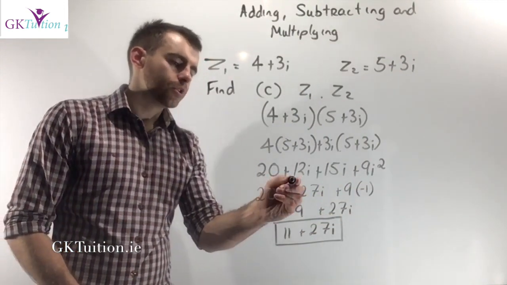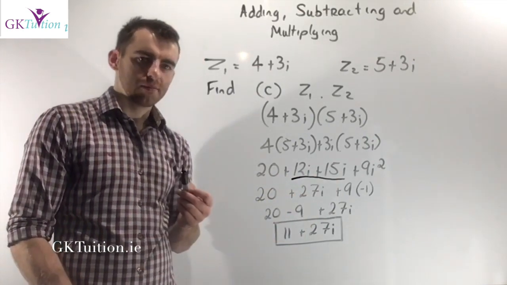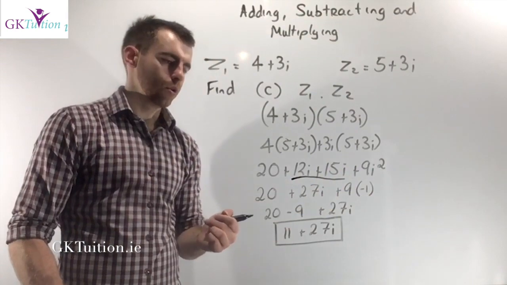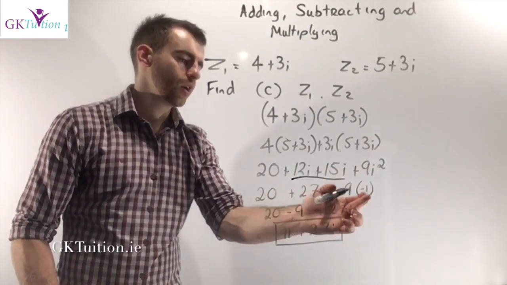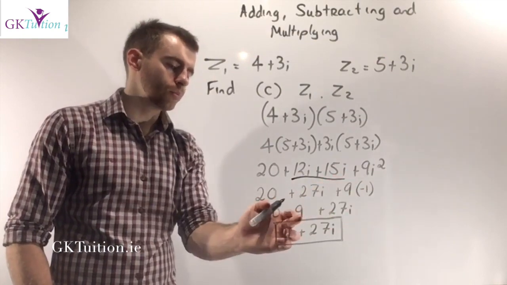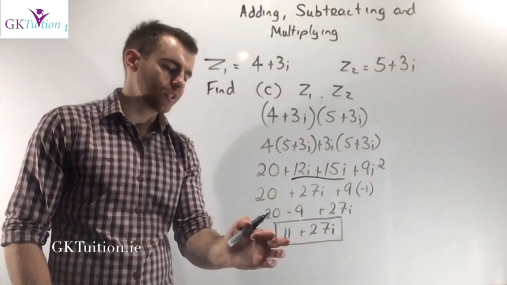Now you can group the two middle terms here. 12i plus 15i adds up to 27i. And remember, instead of an i squared, you need to sub in a minus 1. So 9i squared becomes 9 times minus 1, or in other words, plus 9 by minus 1 becomes minus 9. My real elements end up as 20 minus 9, which is 11.